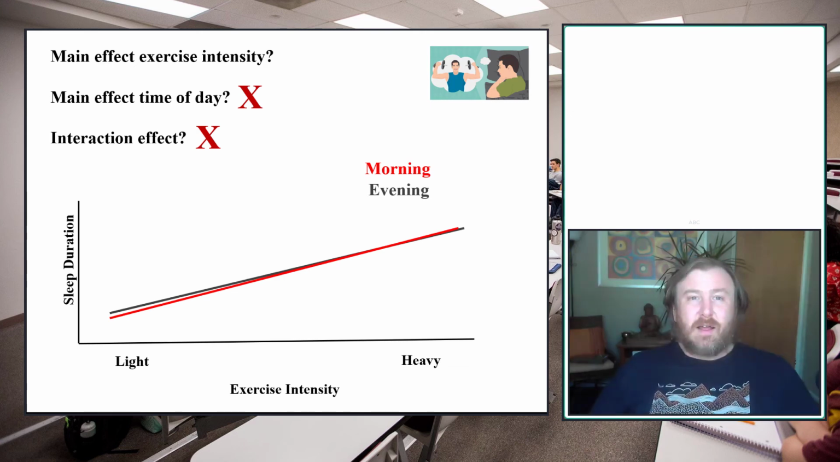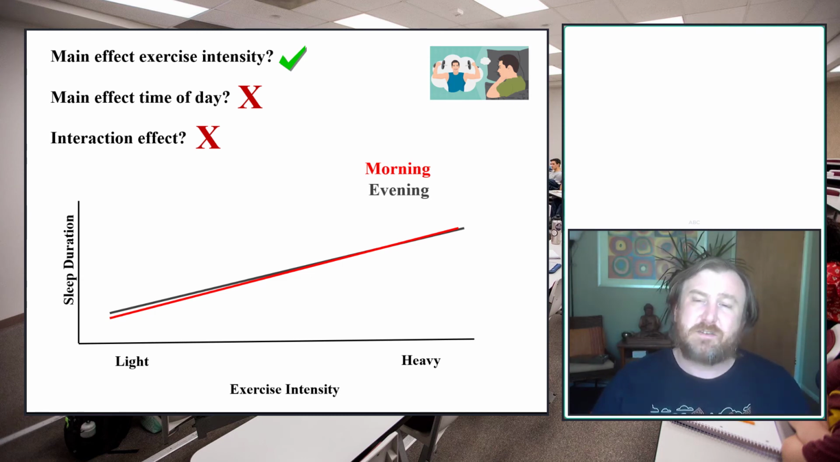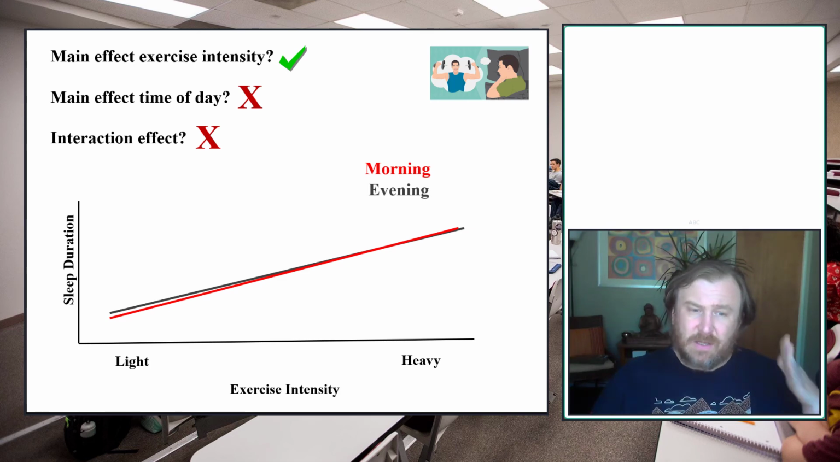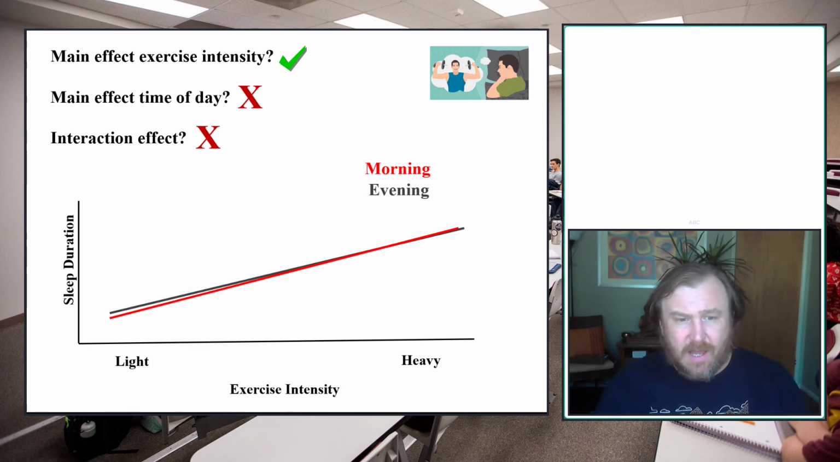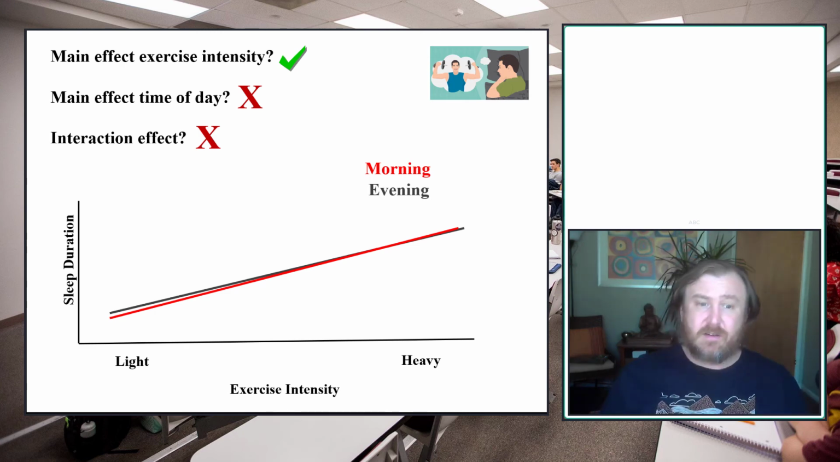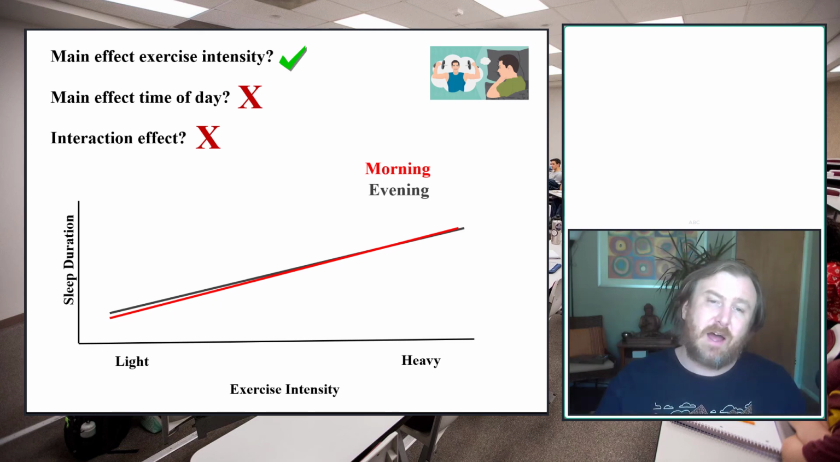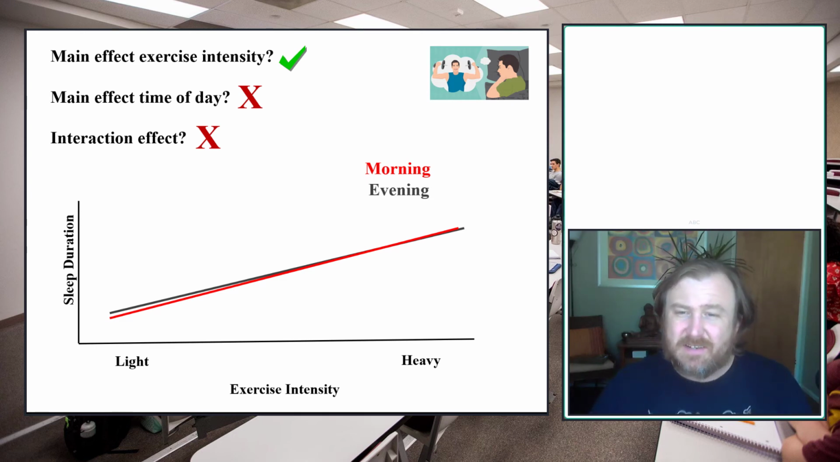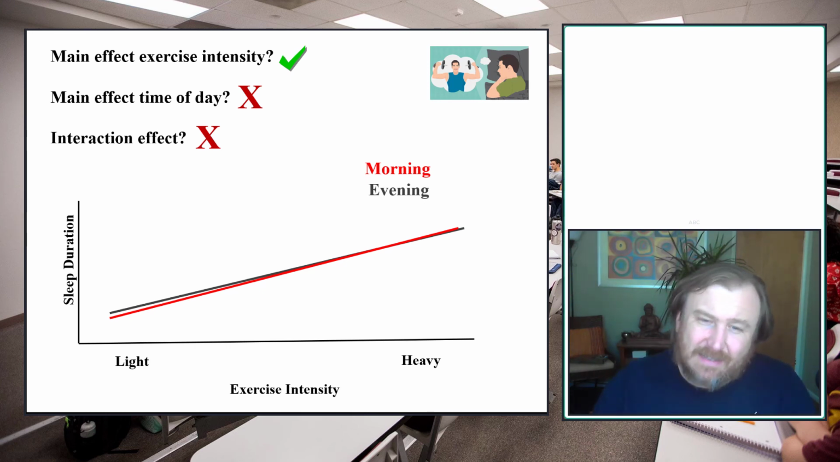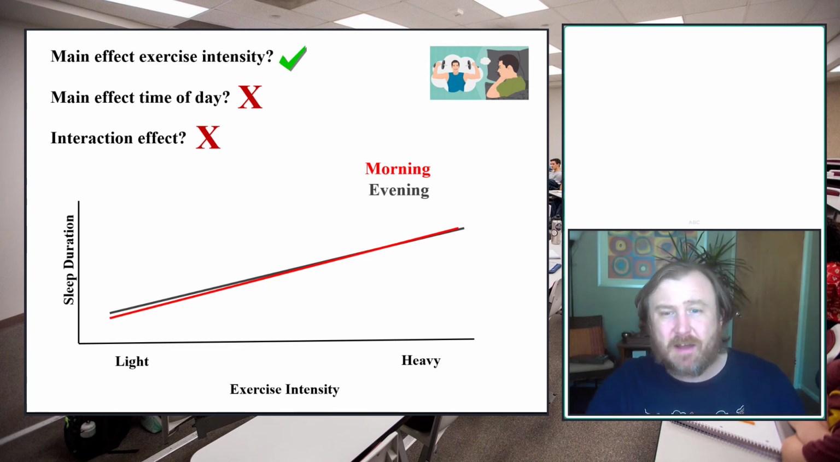So here, we can see that there's a main effect for exercise intensity, right? Light, the average of the gray and the red lines for light is lower than for heavy. Now there's no main effect for time of day because the gray and the red lines are right on top of each other. And there's no interaction effect because these lines aren't really crossing. I mean, they are slightly, but they're really just right on top of each other. And so here is an example of a main effect of factor A.